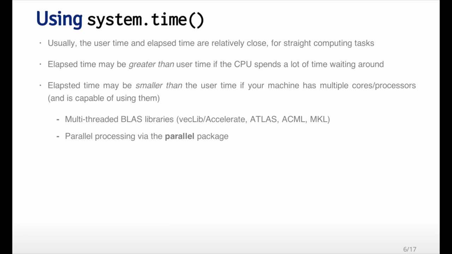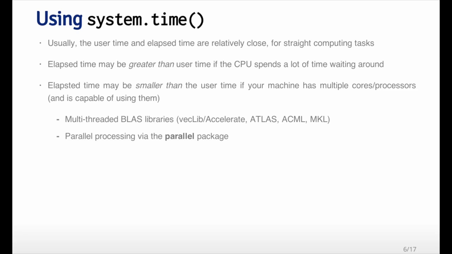So the elapsed time can be greater than the user time, so that means that you spend more time waiting around than the computer actually spent dealing with your code. And the idea is that the computer may spend a lot of time waiting around for other things to happen, things that are maybe external to the program itself. And so the CPU doesn't actually spend a lot of time working on your code. It may be spending a lot of time working on other things that are going on in the background.